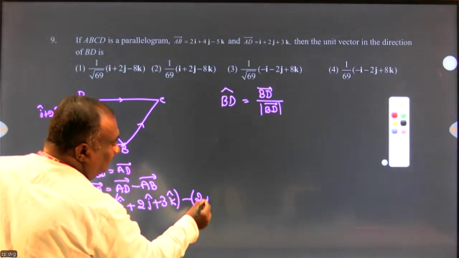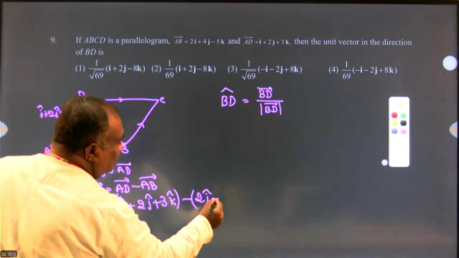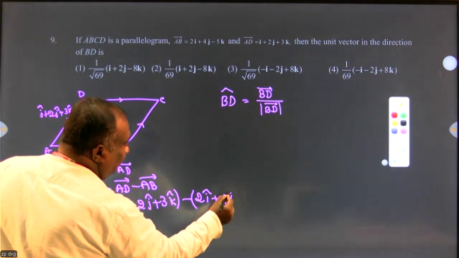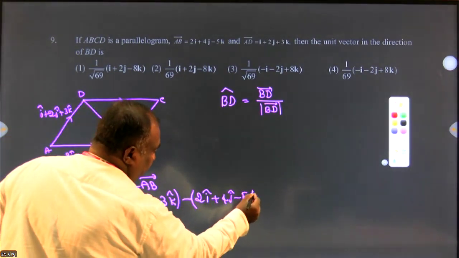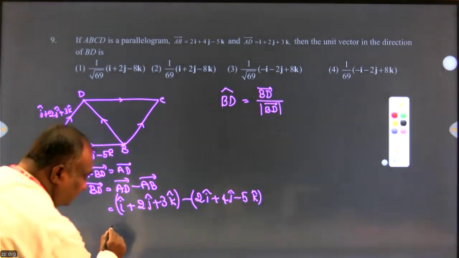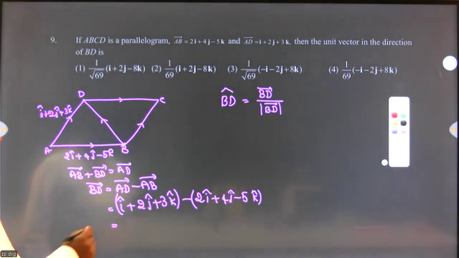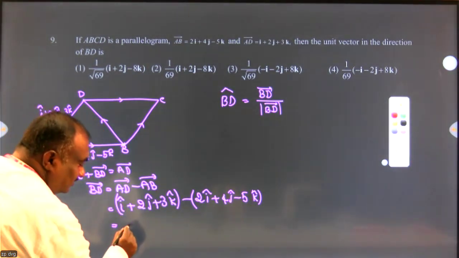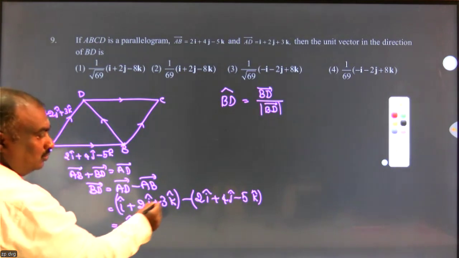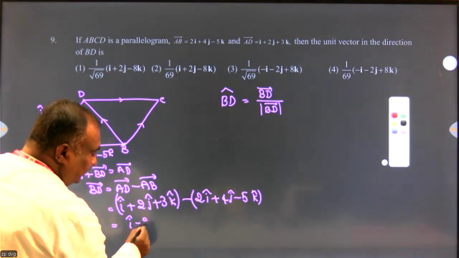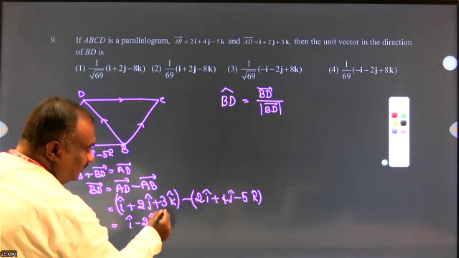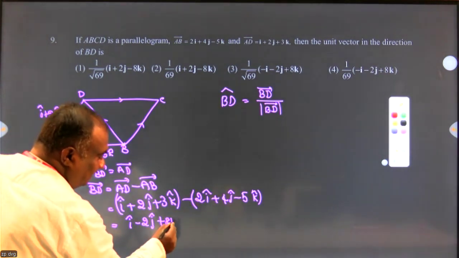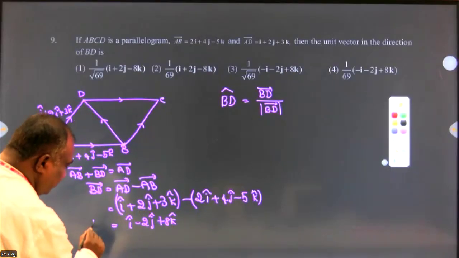AB bar is 2i plus 4j minus 5k. Now what are you getting? Observe here, we are getting 1 minus 2, that is minus 1, therefore minus i cap. 2 minus 4 is minus 2 j cap. 3 plus 5 is 8 k cap. This is BD bar.